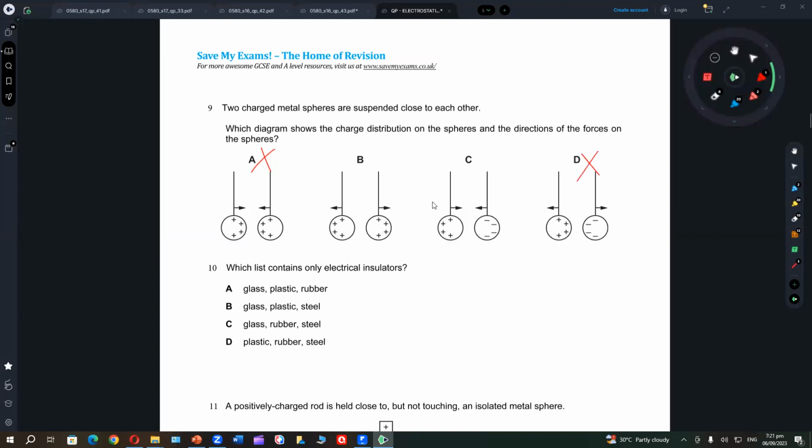B or C are the options. It is asking for repulsion. No, he's not asking for repulsion, I think. He has not used the word repulsion. I know B is the right answer, but why not C? What's wrong with C? How is it possible that plus and minus are away from each other? If I draw plus, if I draw minus, it should be like this. So C is also wrong.